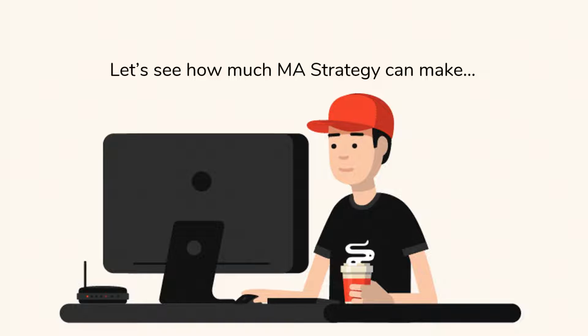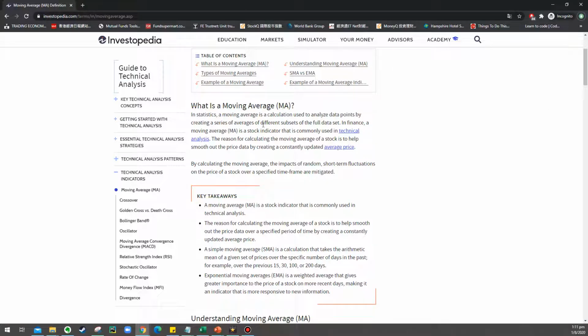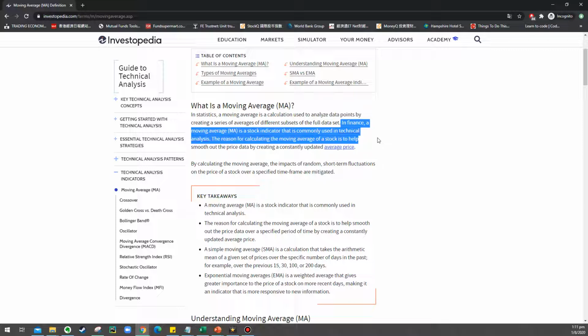A moving average is a calculation used to analyze data points by creating a series of averages of different subsets of the full dataset. In finance, a moving average is a stock indicator that is commonly used in technical analysis. The reason for calculating the moving average of a stock is to help smooth out the price data by creating a constantly updated average price.